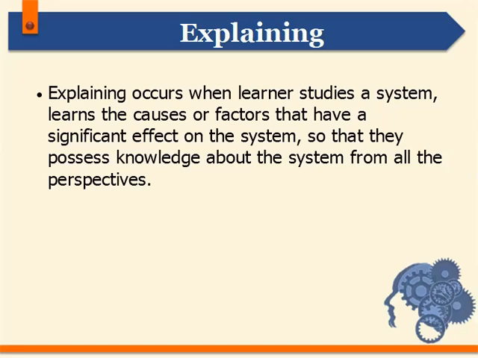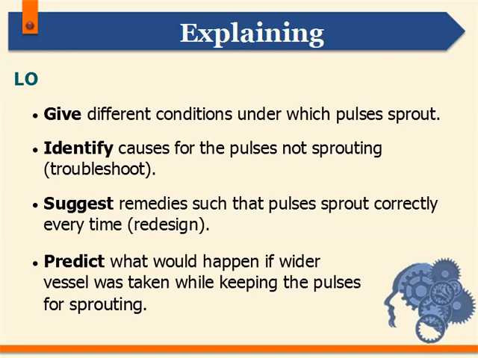If you look closely, explaining goes beyond mere explaining of concepts or phenomenon. It demands the learner to have complete understanding of the system. See the sample learning objectives. Let us take an example of sprouting as a system of processes. Assume that the learners know the basic phenomena of sprouting. The first objective expects the learner to explain conditions under which pulses sprout.